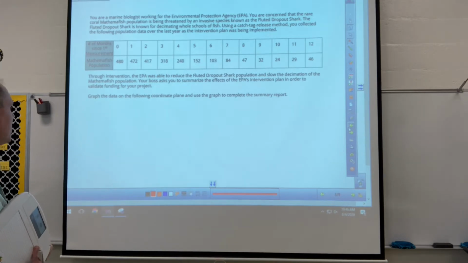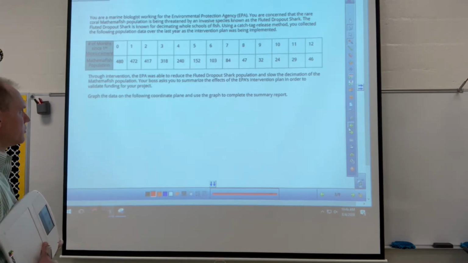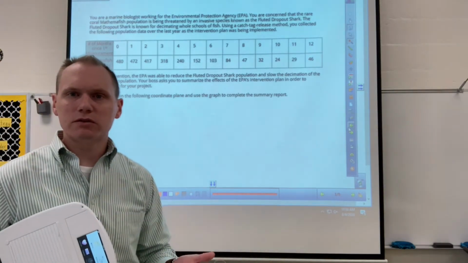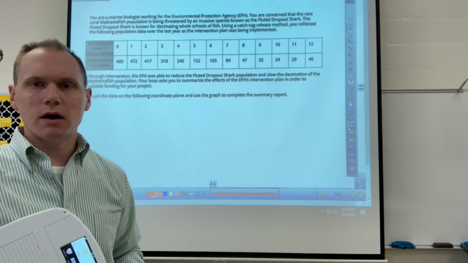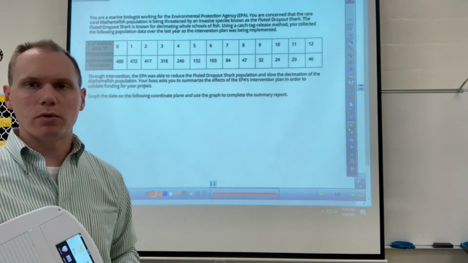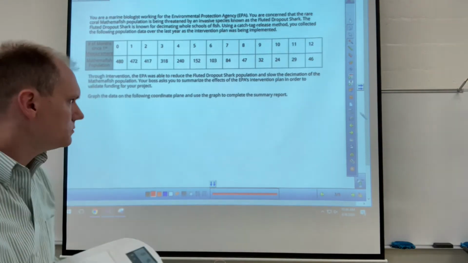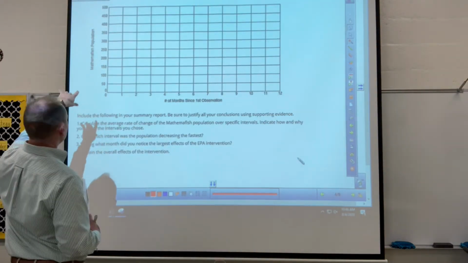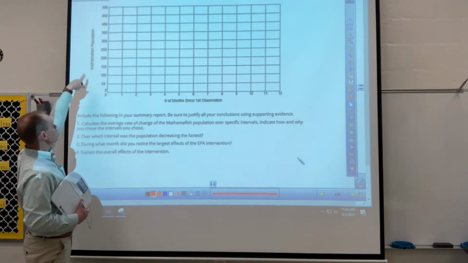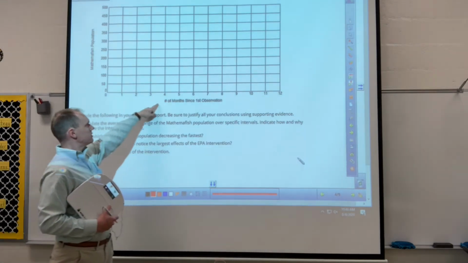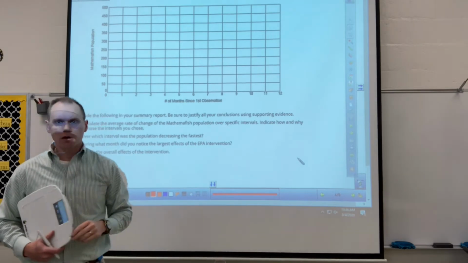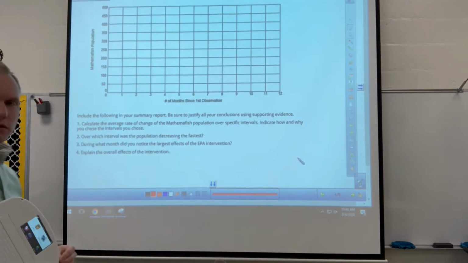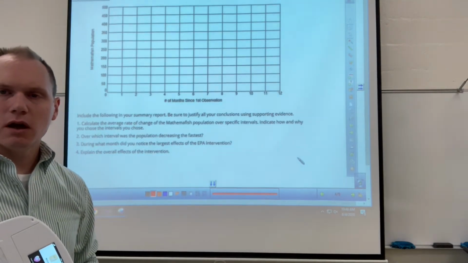So it says graph the data on the following coordinate plane and use the graph to complete the summary report. So maybe what might be best is to jot down these numbers real quick, and then I'm going to show you the chart that you can plot it on here in just a second. Okay, so if you see the chart here, we have the mathfish population along the y-axis here, and the number of months since first observation along the x-axis there. So go ahead and take a second and see if you can plot those data points on this graph.